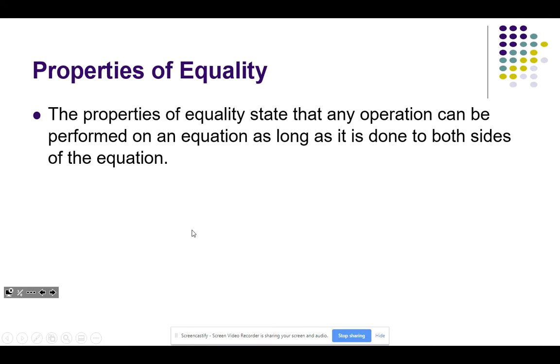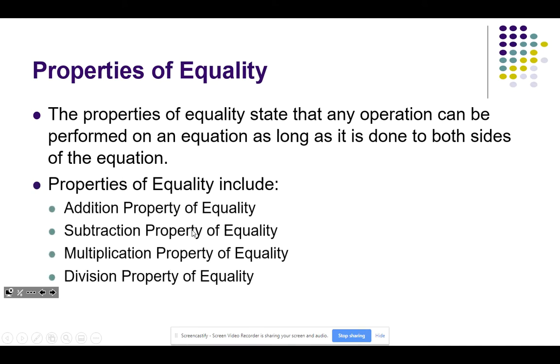Properties of equality state that any operation can be performed on an equation as long as it is done to both sides of the equation. That is the biggest and most important rule when solving equations, that whatever you do to one side, you must do to the other. The properties of equality include the four arithmetic operations: addition, subtraction, multiplication, and division of equality.